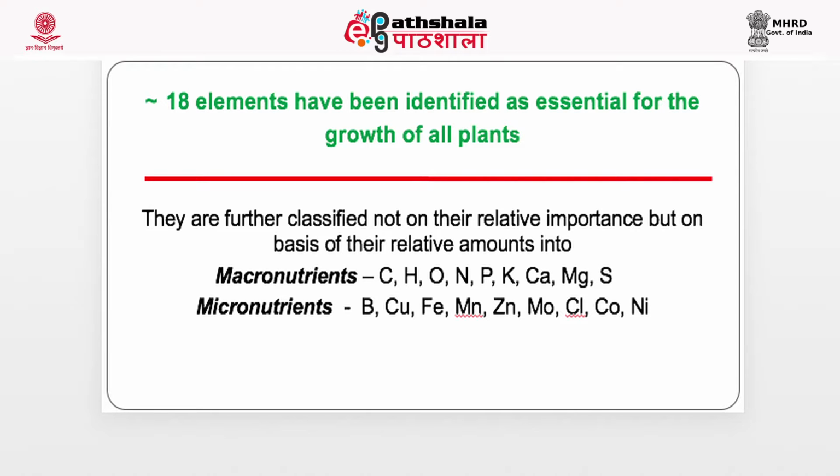They are further classified, not on their relative importance, but on the basis of their relative amounts, into macronutrients and micronutrients. Macronutrients include carbon, hydrogen, oxygen, nitrogen, phosphorus, potassium, calcium, magnesium and sulfur, whereas micronutrients include boron, copper, iron, manganese, zinc, molybdenum, chloride, cobalt and nickel.